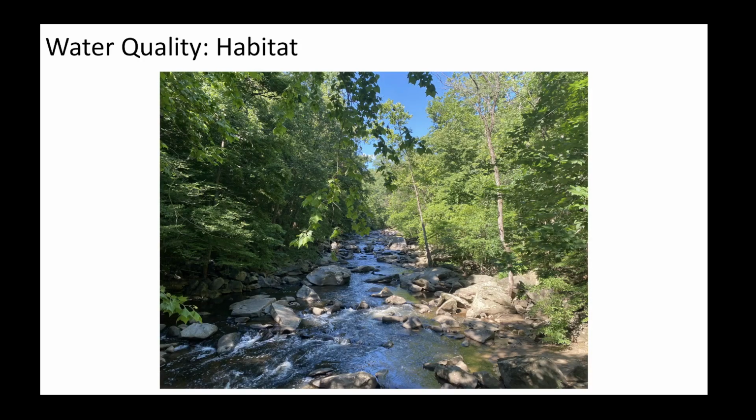This slide has a picture of a stream. The habitat indicator looks at overall stream condition and how well it supports aquatic life. It is based on the Physical Habitat Index, which measures various aspects of stream habitat, including the stream bed physical complexity of rocks and riffles, amount of shade from vegetation in stream banks, and stability or erosion of stream banks.